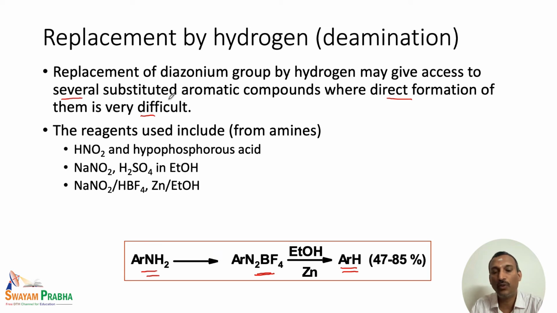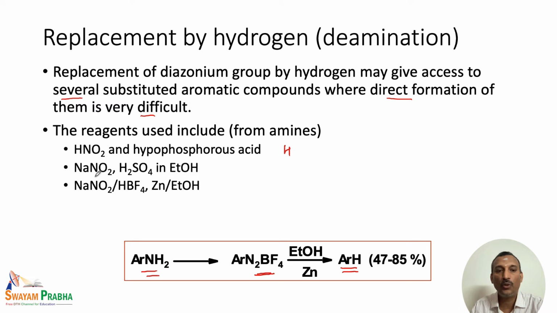This reaction is useful when direct formation of particular substituted aromatic compounds is very difficult. Once we look at some of the examples, we will know what we can actually prepare using this particular reaction. Some of the reagents used, mainly from the amines, are nitrous acid and hypophosphorus acid. This is the first one, which simply replaces the diazonium salt with the hydrogen atom.